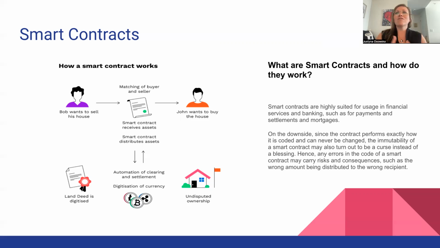And what is the downside of smart contracts? Since the contract performs exactly how it is coded and can never be changed, the immutability of a smart contract may also turn out to be a curse instead of a blessing. Hence, any errors in the code of a smart contract may carry risk and consequences, such as the wrong amount being distributed to the wrong recipient. So once this is coded, you have to make sure it's correct because you cannot reverse it the way you can in the current system. But that's a whole other topic for public and private blockchains. Right now, the way that it is, if you execute it, it is immutable.